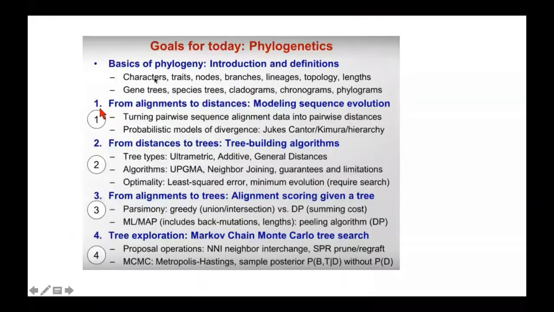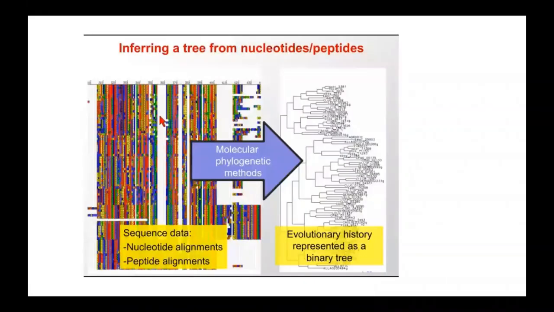So we covered the characters, the basics of the phylogeny, the traits, branches, lineages, topology, and we didn't cover this one, so I'll just go through. How do we create the phylogenetic tree? From the nucleotides or the peptides, you do the multiple sequence alignment, and from that, with the distance matrix, we create the phylogenetic tree. And this is evolutionary history represented as a binary tree.